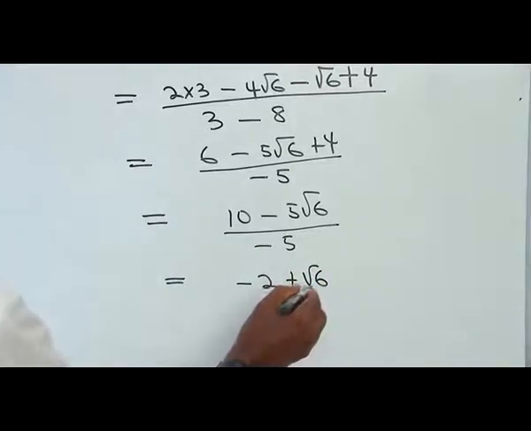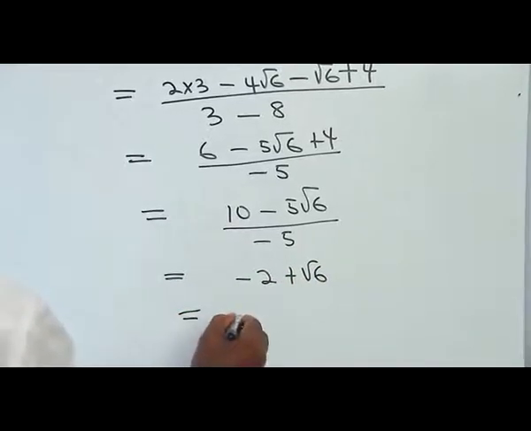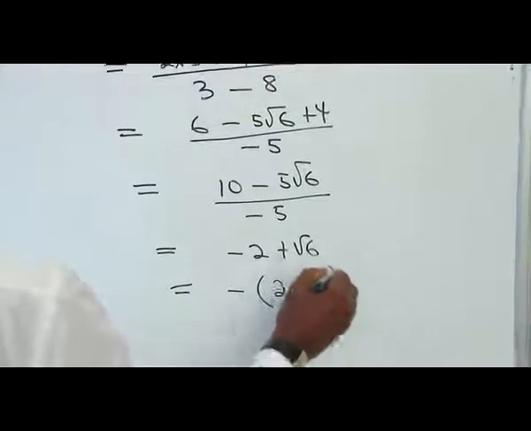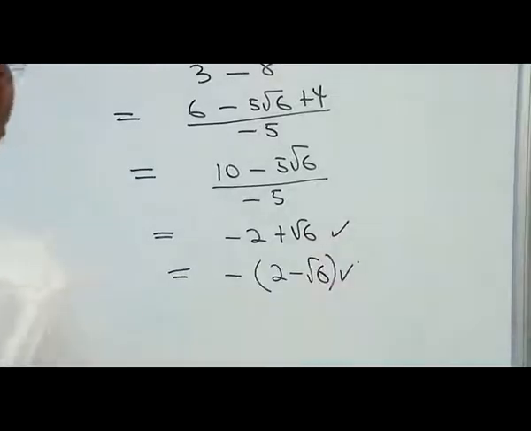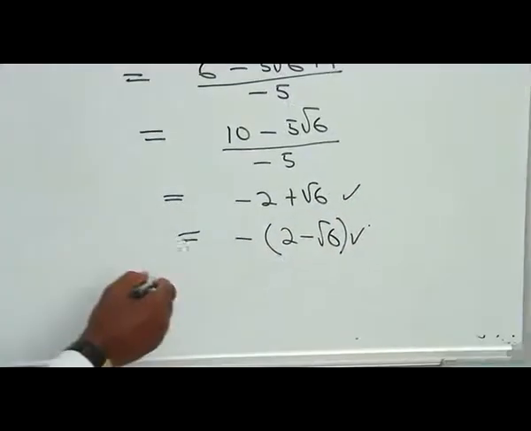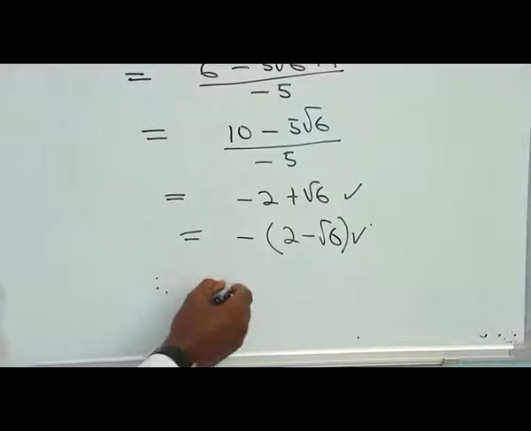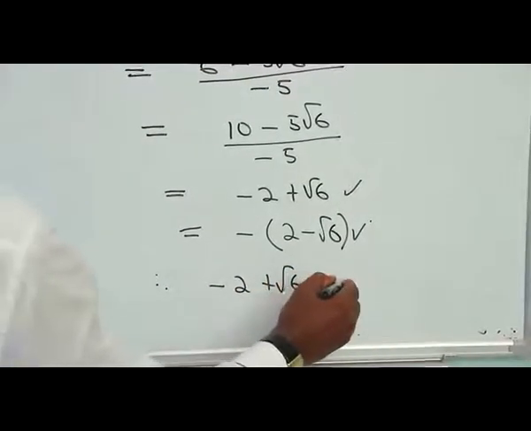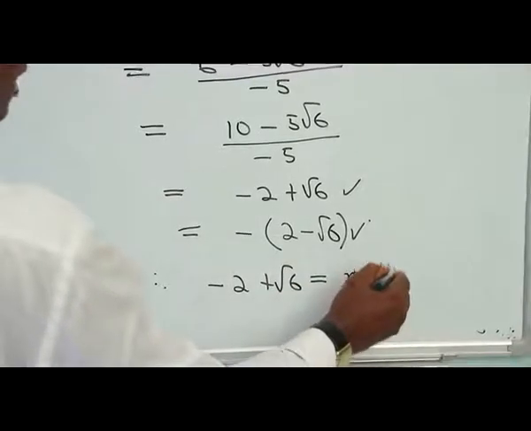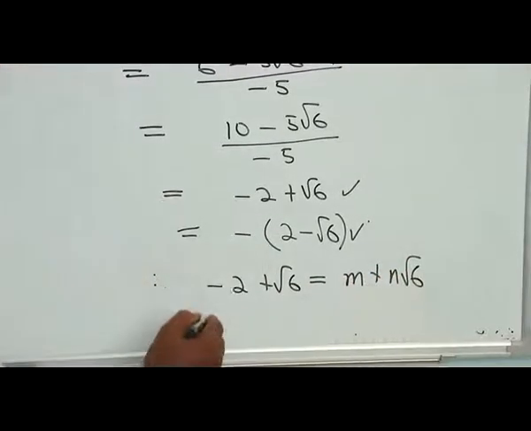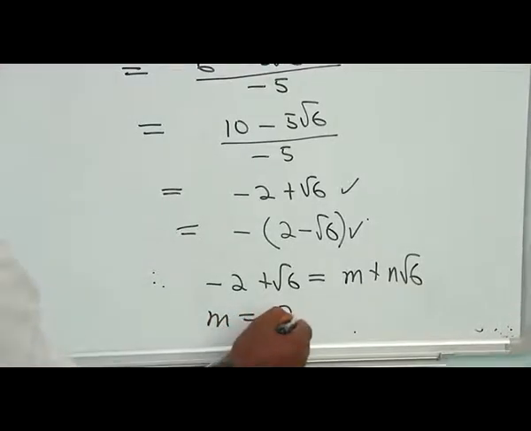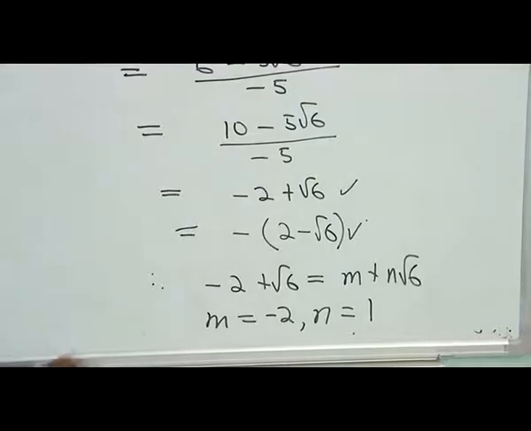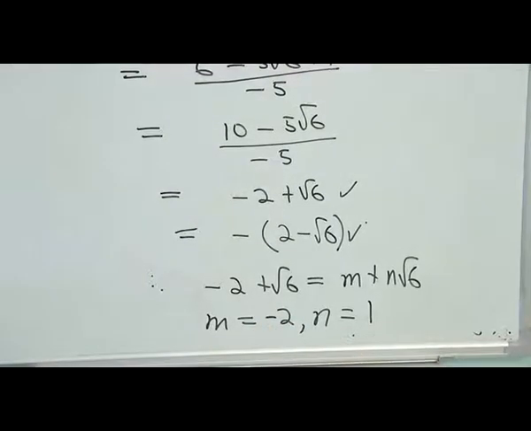So we can have this result like this, or you write your answer as minus, open bracket, 2 minus root 6. These two solutions are acceptable. It therefore means that we have minus 2 plus root 6 equivalent to m plus n root 6. So your m is equal to minus 2 and your n is equal to plus 1. And this is the result you are asked to find.